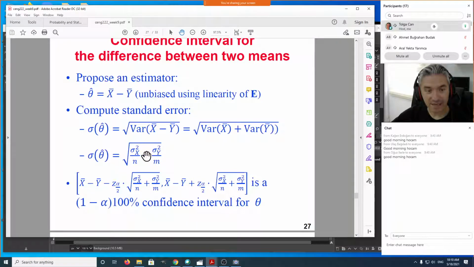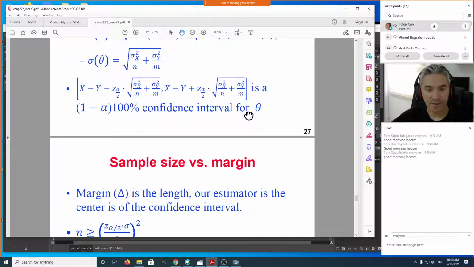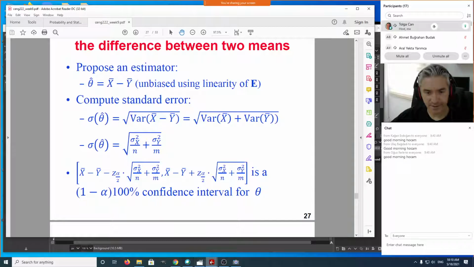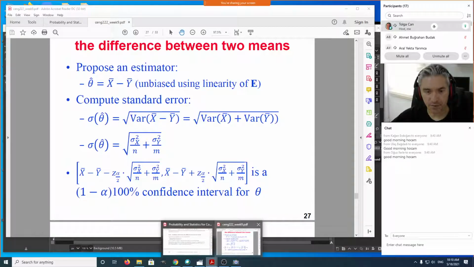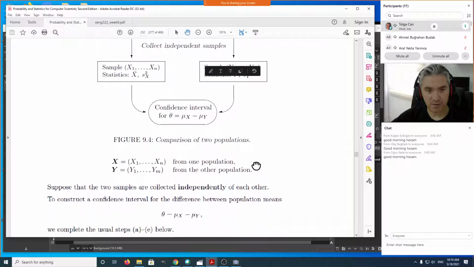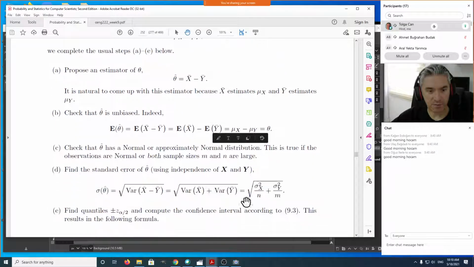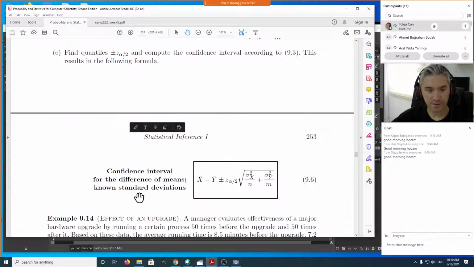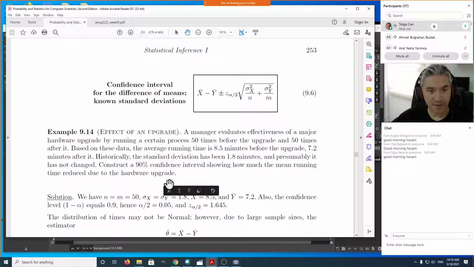So if this is the standard error, the idea is the same. This was the estimate. Go z alpha over 2 standard errors to the left and to the right of your estimator. So the generic method is exactly the same. Let's take a look at an example before we go on to sample size versus margin. This is the same thing from the slide. So we should have an example here. This is the same formula. Yeah, effect of an upgrade.